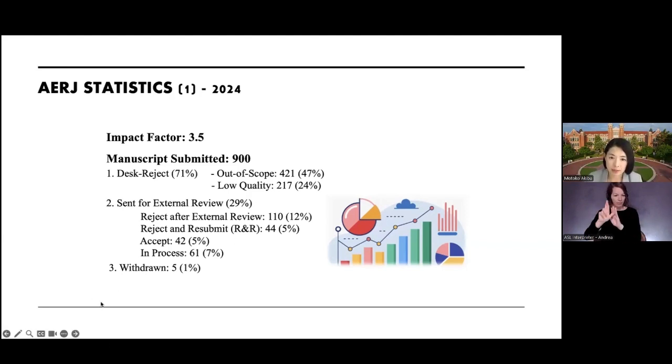Among those, 12% received the reject decision after external review. 5% received a reject and resubmit decision, which is basically the same as revise and resubmit. So they are encouraged to address the reviewers' comments and resubmit an improved version of their manuscript to AERJ. And 5% received the decision of accept. The remaining 7% are still in the process, so we haven't made decisions. And 1%, a very small number of articles, the author decided to withdraw.